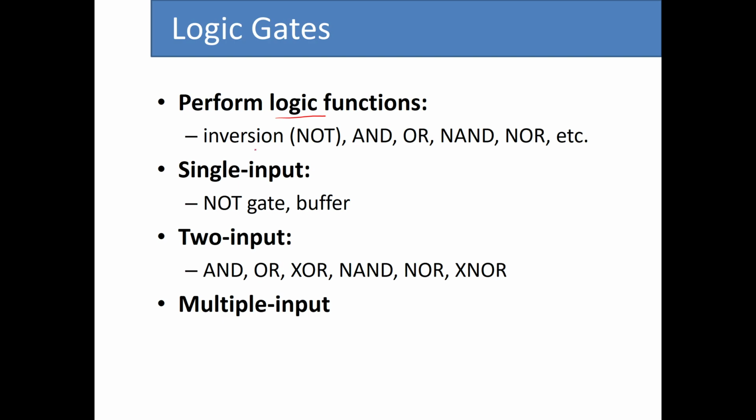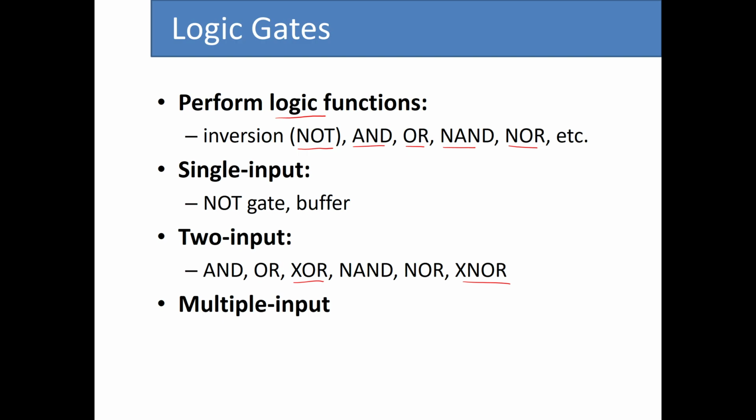We can have inversion, which is also shown as NOT. We can have AND, OR, NAND, NOR, and then later on we see how we can perform exclusive OR and exclusive NOR. So if we want to classify different logic gates, we can have logic gates with only a single input.